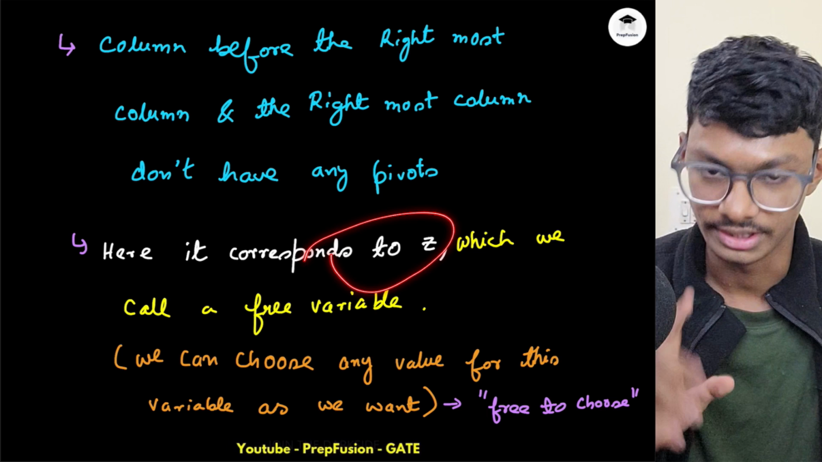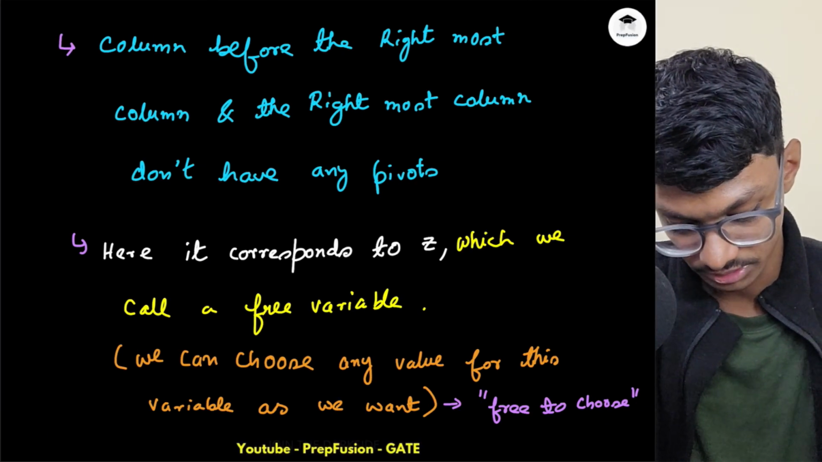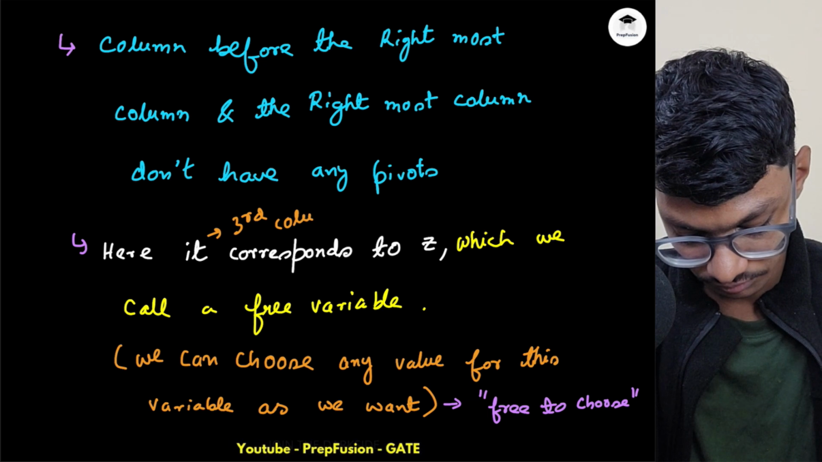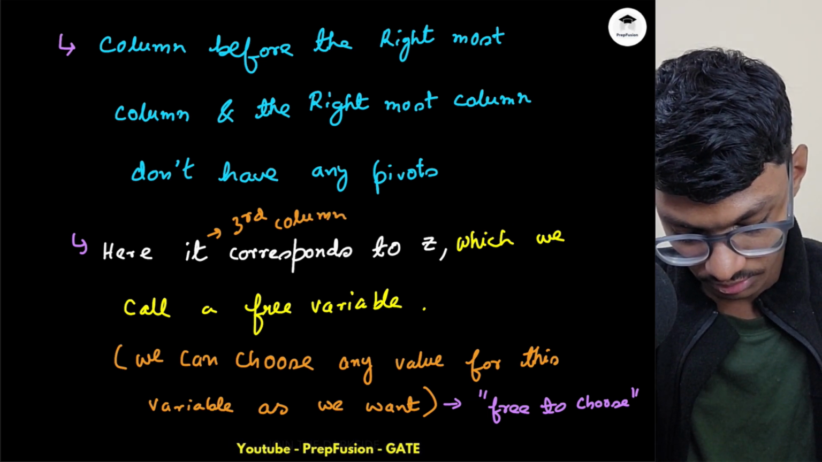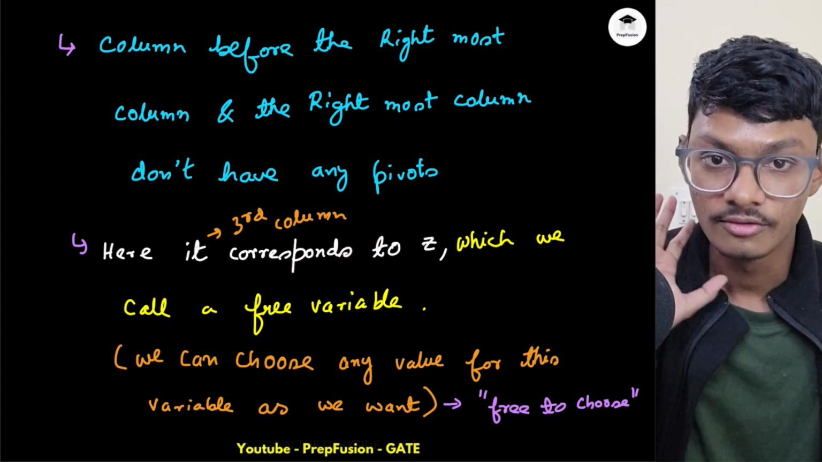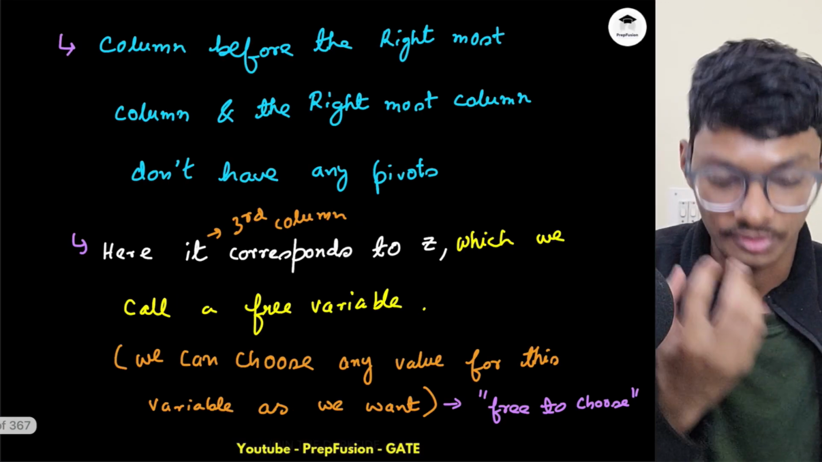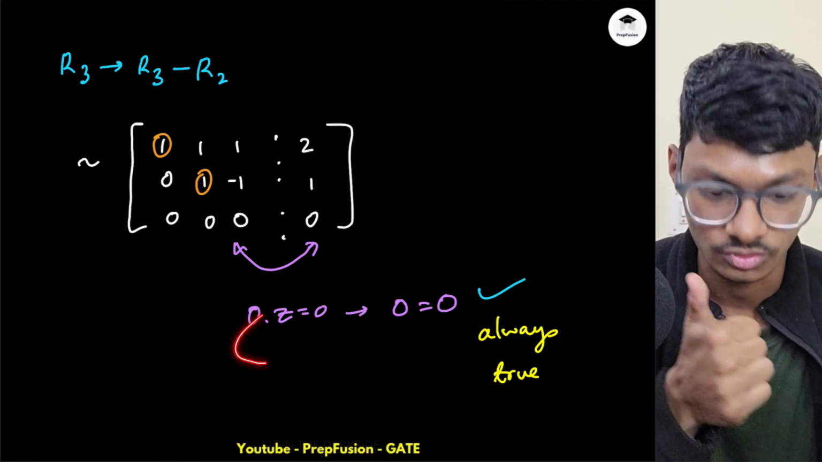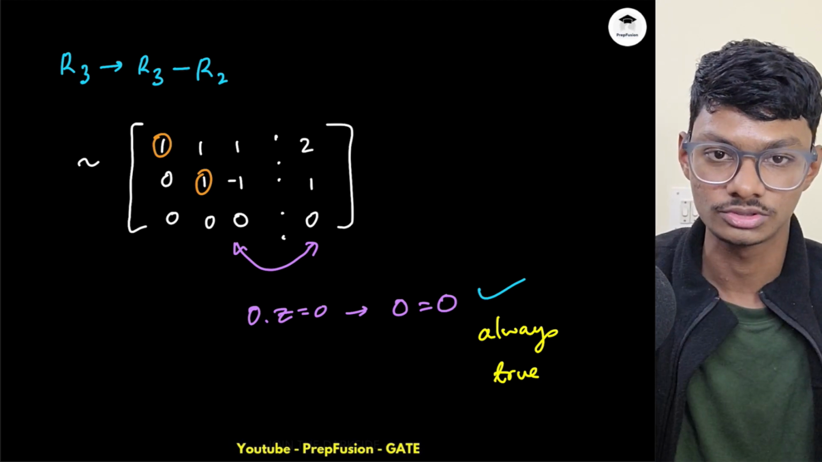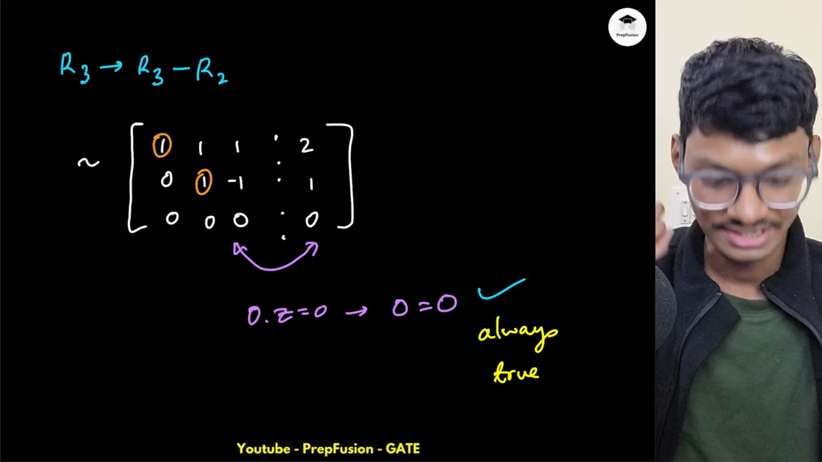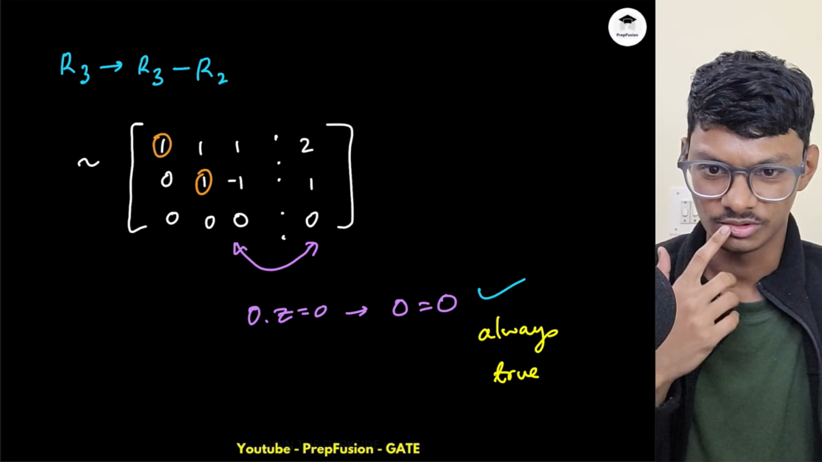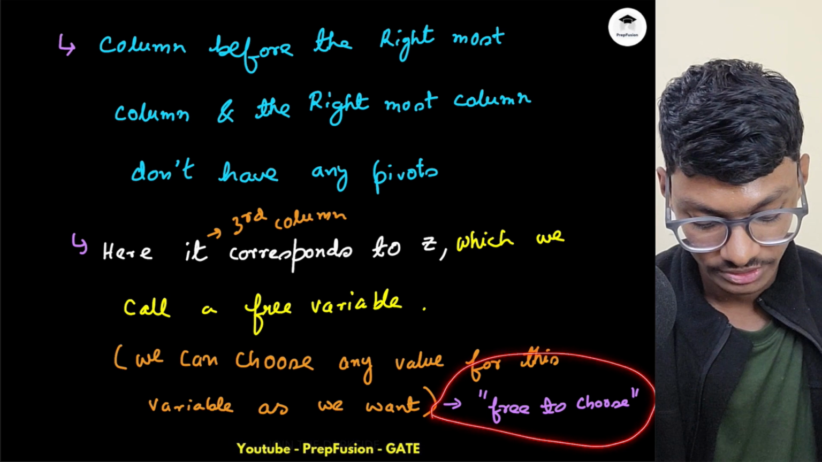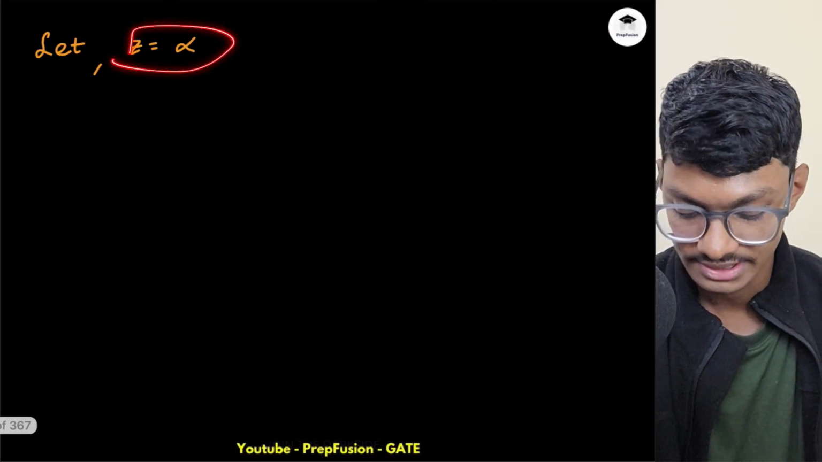Here it corresponds to Z. The third column corresponds to Z, which we call a free variable. Why is it called a free variable? Because we can choose any value for this variable as we want, because 0 times Z is 0 always, which is always true. So I can choose Z equals 1, Z equals minus 1, Z equals minus 3i, 2i, whatever. Any complex number, also any real number, I can choose. Hence it is free to choose, hence it is called a free variable. So let Z equal any value alpha.